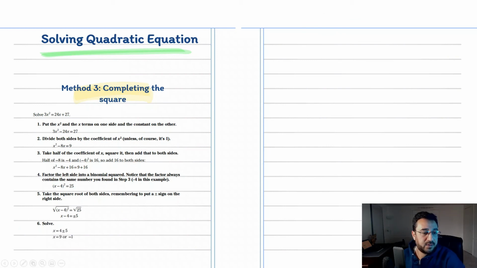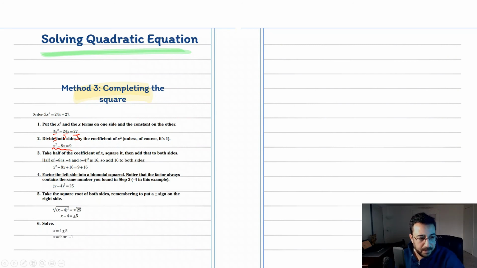If you have the method of completing the square, take this equation, 3x squared equals 24x plus 27. We put everything related to x and x squared on the left hand side of the equation and keep the constant on the right hand side. So you divide both sides by the coefficient of x squared, which is 3. So you divide everything by 3. So you have x squared minus 8x, which is minus 24 over 3, equals 27 over 3, which is 9.